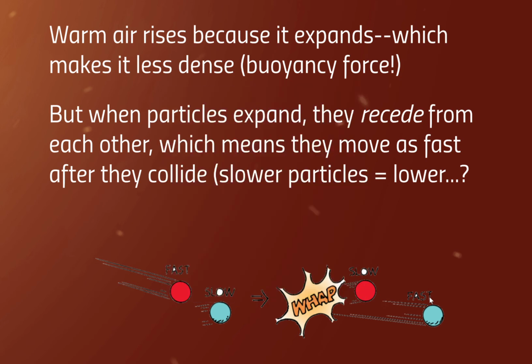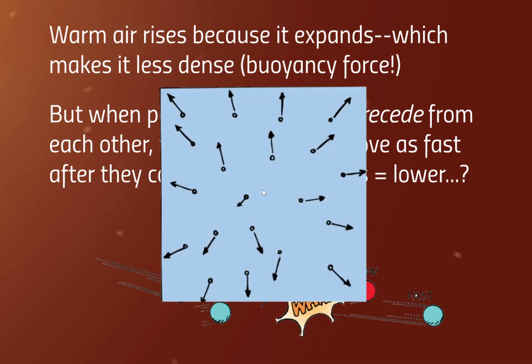So what you see here is slower particles equals lower temperature, right? And here's an example of an expanding gas. You see how everything is moving away from each other. And that's why this expansion reduces temperature.